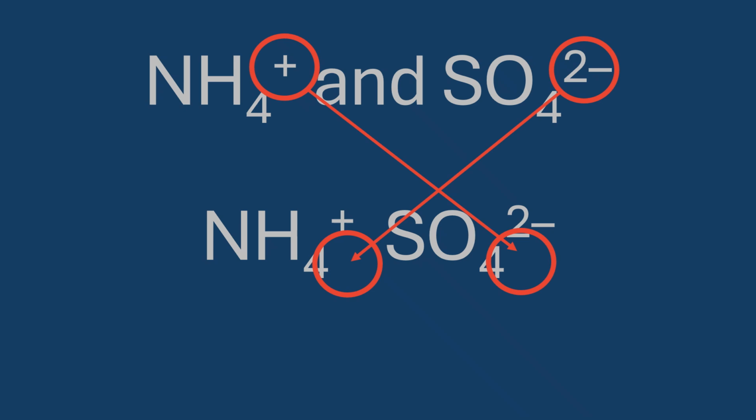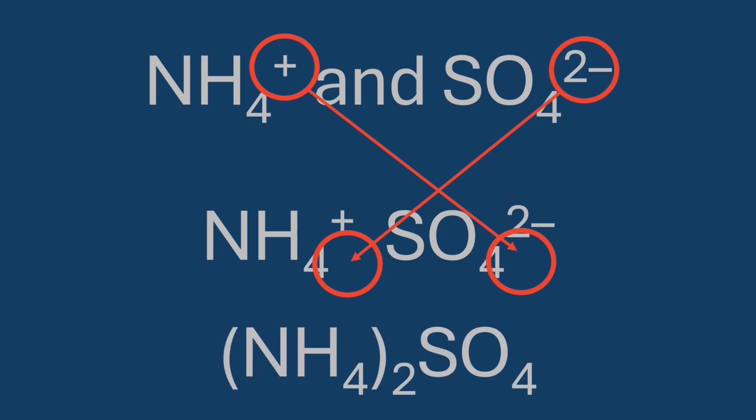Since we will need two 1+ cations to balance the single 2- anion, and since that cation is a grouping of atoms, we will need to denote there are two of them by placing the subscripts on the outside of a set of parentheses.